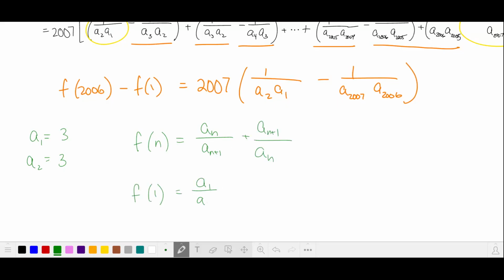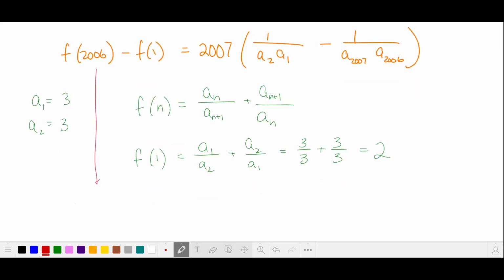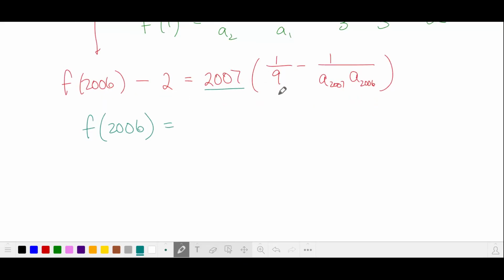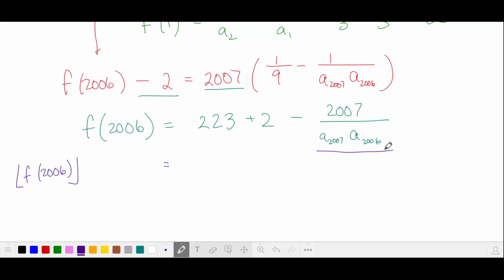That's a1 over a2 and a2 over a1. That's 1 plus 1 is 2. We can make these substitutions. Here this product is 9. We'll solve for f of 2006. We'll distribute the 2007. Dividing by 9 is 223. I'll add 2 over here, and then we're left with this fraction. We're trying to find the floor of this expression, and the only unknown is this fraction.